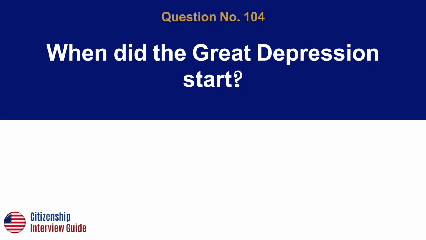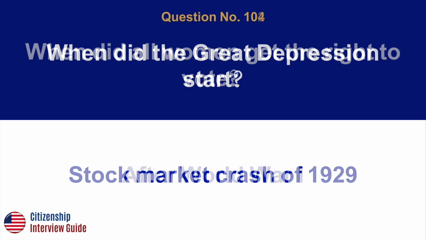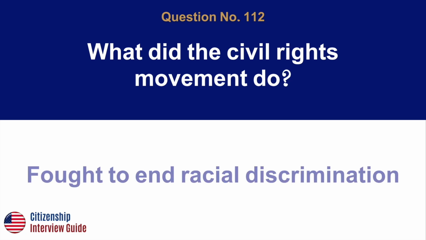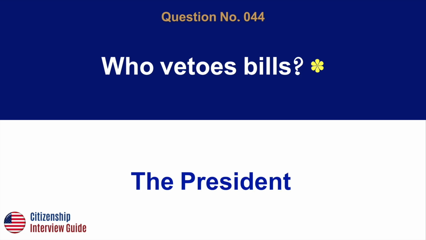When did the Great Depression start? Stock market crash of 1929. What did the Civil Rights Movement do? Fought to end racial discrimination. Who vetoes bills? The President.